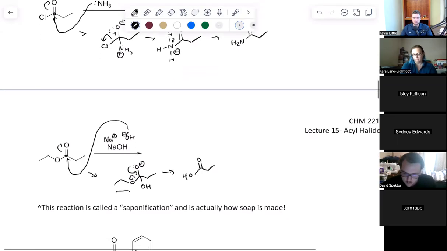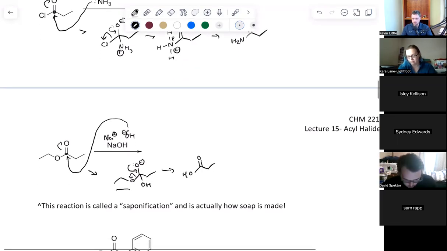This is actually called saponification. It's how soap is made. So sodium hydroxide, the other word for this is lye. So if you've ever made soap or if you've ever watched Fight Club, they use lye to make soap. Lye is just sodium hydroxide, and this is how it works. It adds into some of the esters that are found in fats, and it turns them into carboxylic acids.